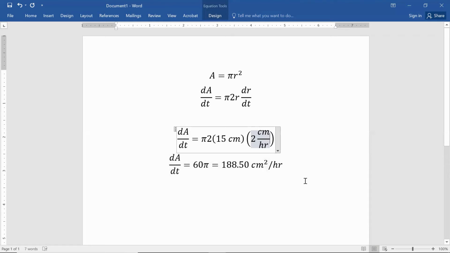So 1 hour. So if we're talking about labels, we're talking about the area is increasing at a rate of square centimeters per hour, which is 188.50. And that should make sense because an area is measured in square centimeters, and the time is an hour in this case.